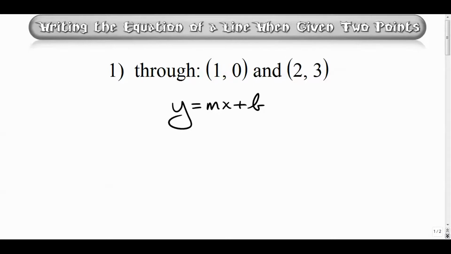Alright, in other words, we have to find an m, which is a slope, and a b, which is a y-intercept. So (1, 0) will fit in the equation, and (2, 3) will fit in the equation. So here we go. I'm going to start by finding the slope.